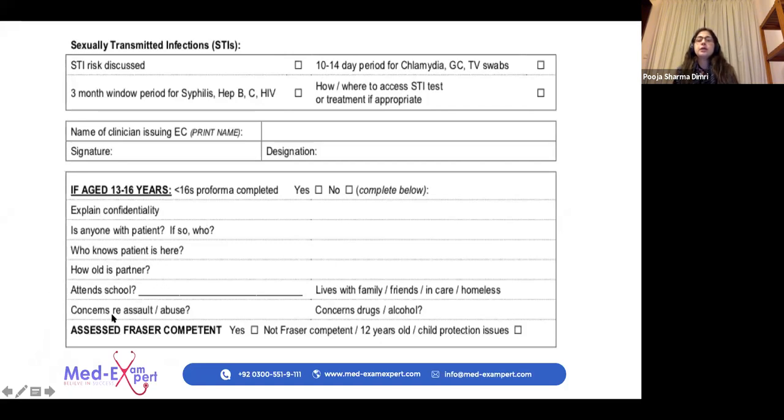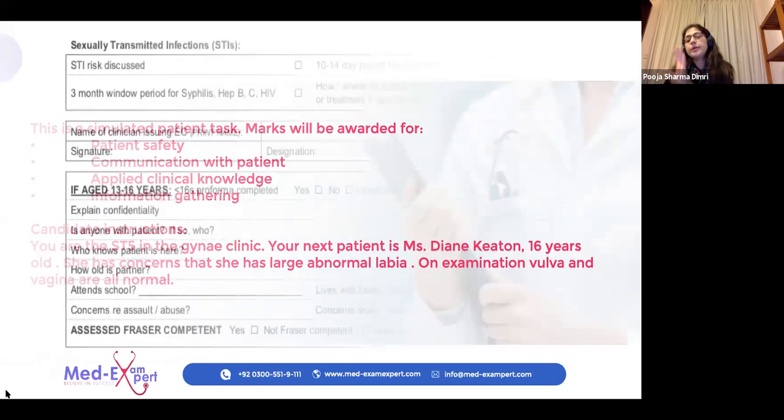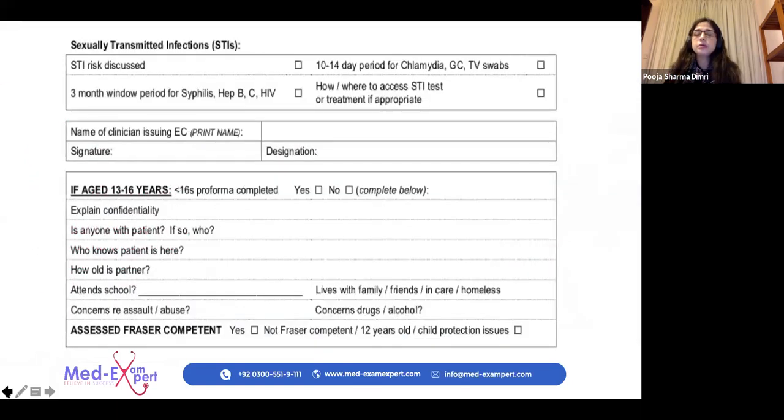How old is the partner? Whether the patient is attending school, lives with family, friends, in care, or homeless? Any concern regarding assault or abuse, any concerns regarding drugs or alcohol, assess Fraser competence. For a 12-year-old or child protection issues, it will be something else. So you can see that's a very interesting proforma, which I think everybody should take from the strategy and read about it.